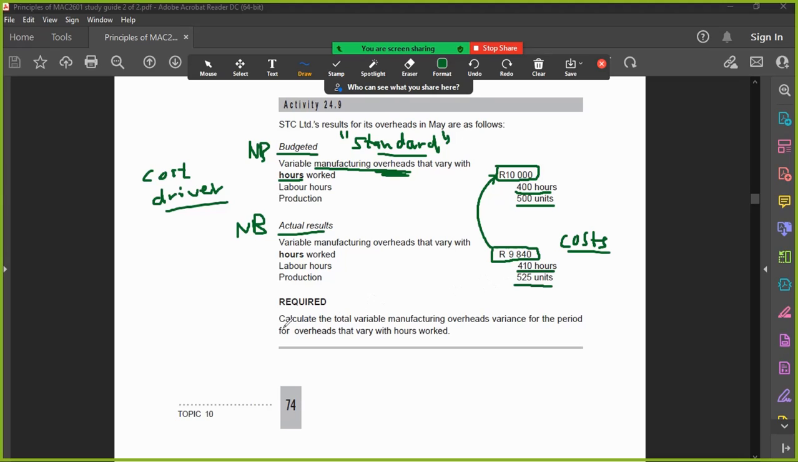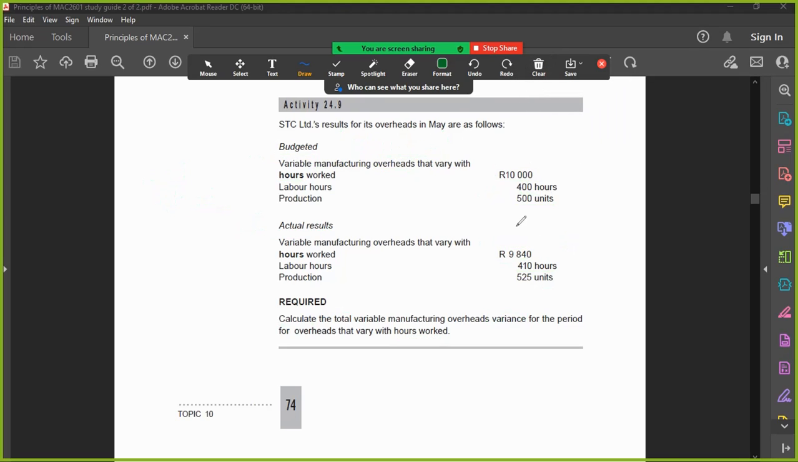All right, the question said calculate the total variable manufacturing overhead variance for the period for overheads that vary with the hours worked. Okay, so obviously the focus is going to be on hours. How many hours did I actually use versus how many hours did I actually budget for? Right, so you can see that the labor hours here that was actual was greater than what was budgeted. So that's unfavorable, if we're looking at labor hour variances.